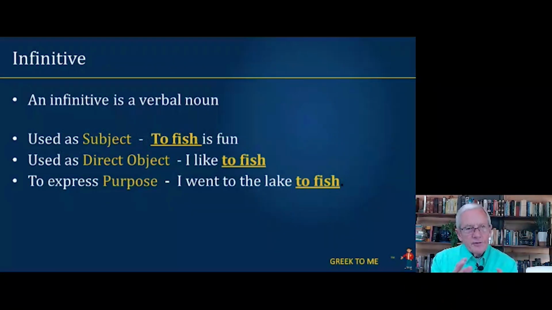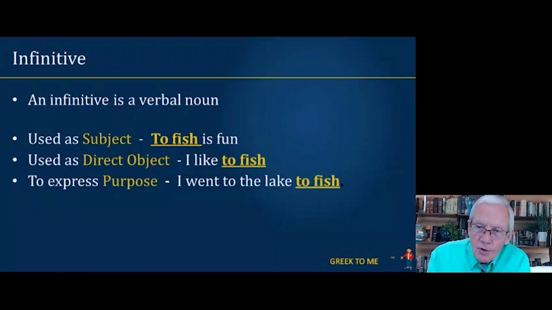Infinitives. Infinitives are what are called verbal nouns. They are nouns essentially, but they have verbal qualities to them. Now, my favorite pastime is bass fishing. So, here in the first sentence, it's used as the subject. To fish is fun. To fish there is the subject of the sentence. It can be used as the direct object. I like to fish. That's like the accusative. But it can also express purpose. I went to the lake to fish. Purpose. That's why I went to the lake.